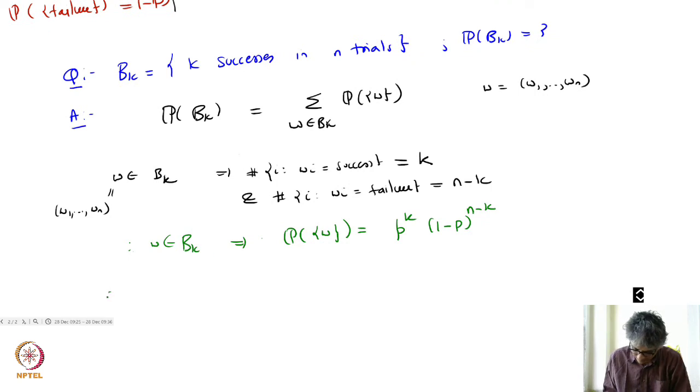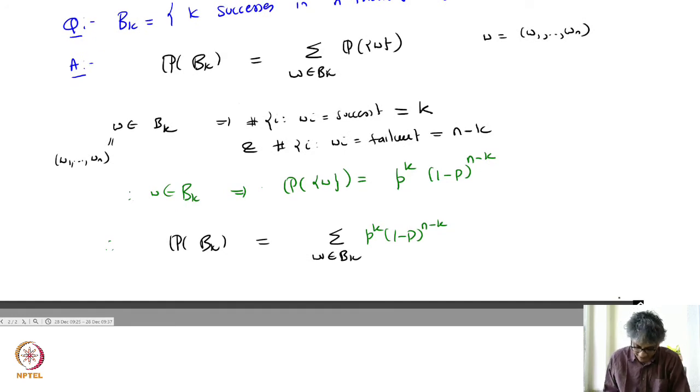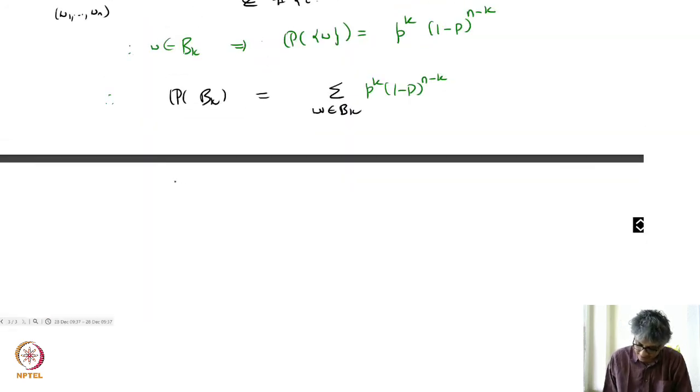Therefore, now, the probability of B_k is going to be the sum over omega in B_k. And for each probability of omega, I have this formula. So it's p power k into 1 minus p to the power n minus k. So I'm adding the same thing again and again. So what will happen now? That's the same as saying this is going to be equal to the size of B_k times this expression right here, p power k into 1 minus p to the power n minus k.